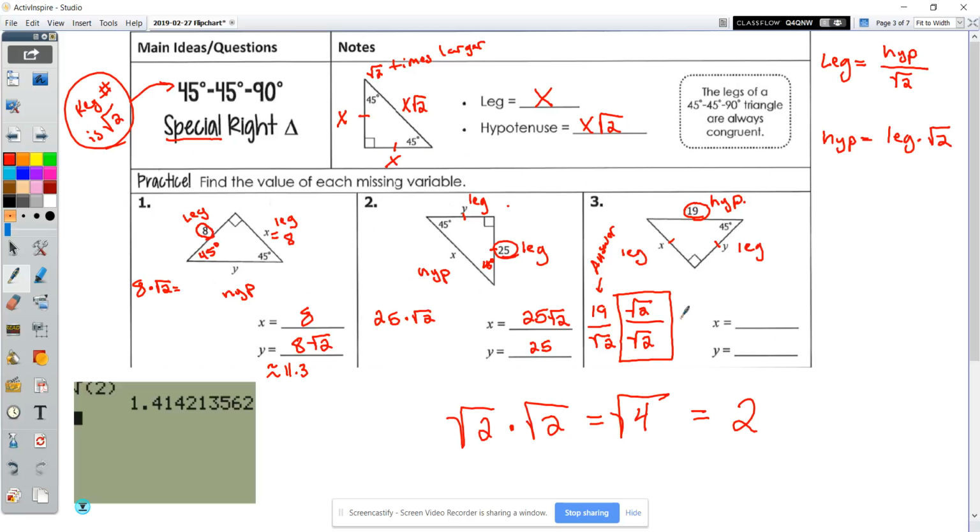And so in this problem right here, we end up with 19 square roots of 2, right? 19 times the square root of 2. Square root of 2 times the square root of 2 is 2. So this x has a value of 19 square roots of 2 all over 2. And since the x and the y are the same, I can put that in here as well.